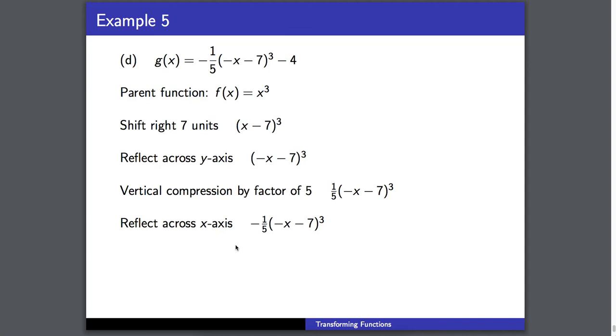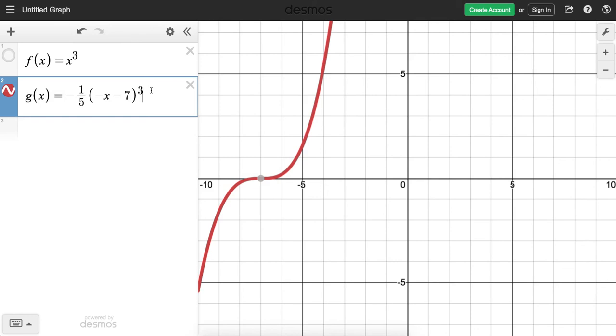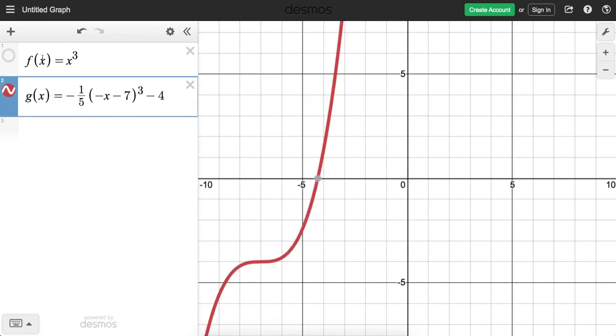Finally, any vertical shifts or vertical translations? Yes, we have a -4 afterwards, so it's going to move everything, our graph, down 4 units. So now we're just going to take the elevator 4 floors down, and there is our graph. Here's what we started with. Here's what we ended with.